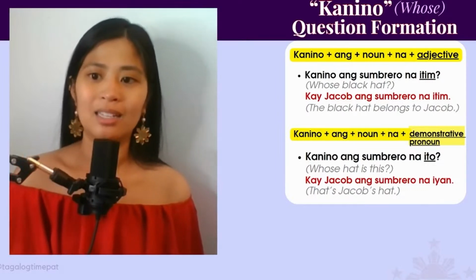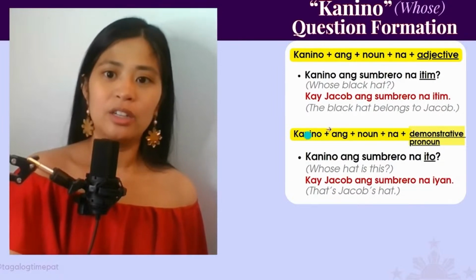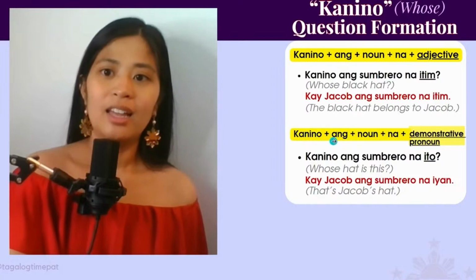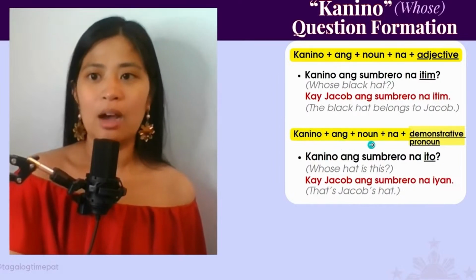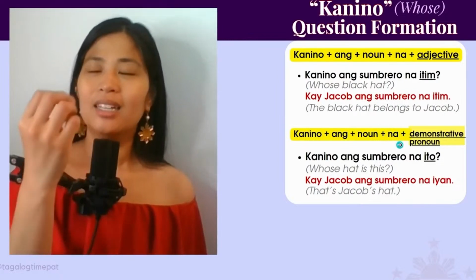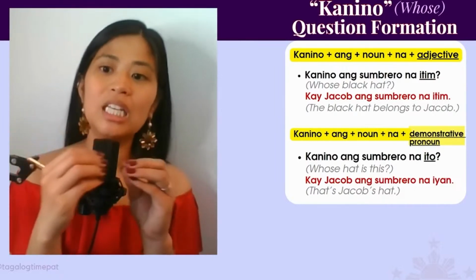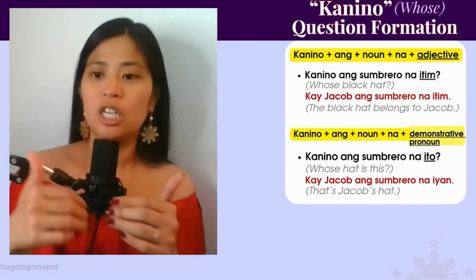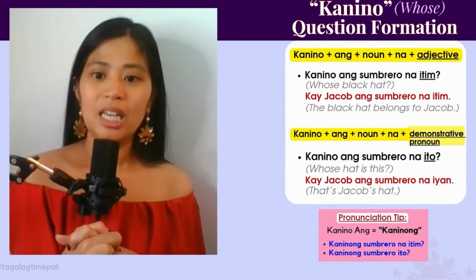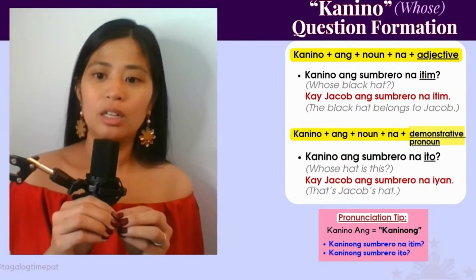That's Jacob's hat. Okay, so hopefully you can see here, there's just this pattern of kanino, then the noun, ang plus a noun, na, it's like a sentence marker. Again, sometimes it doesn't have a direct translation, but it's like the linking word for the adjective or for the pronoun. And then just a pronunciation tip, kanino ang can be put together in a contraction.